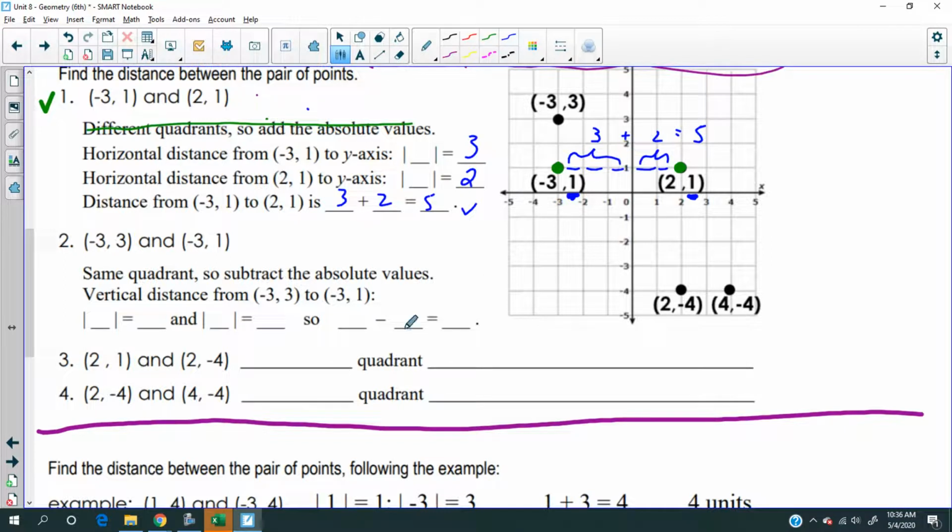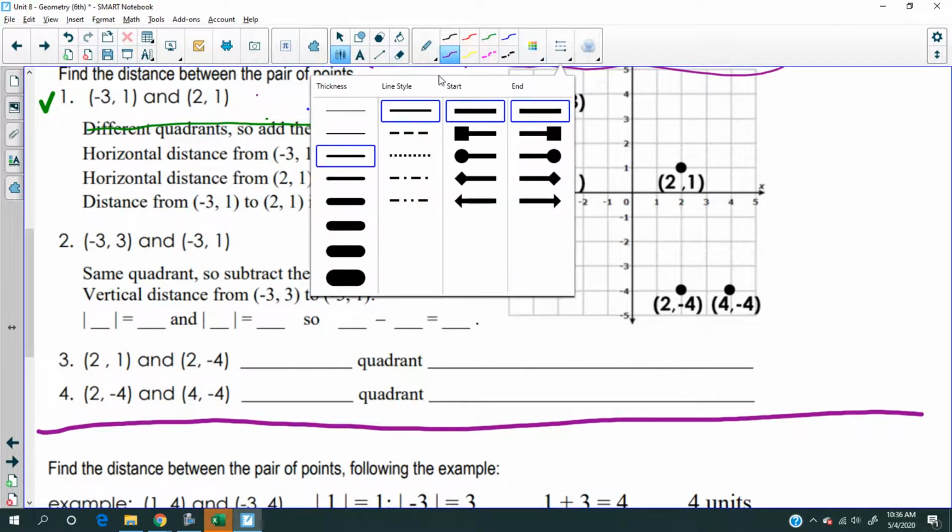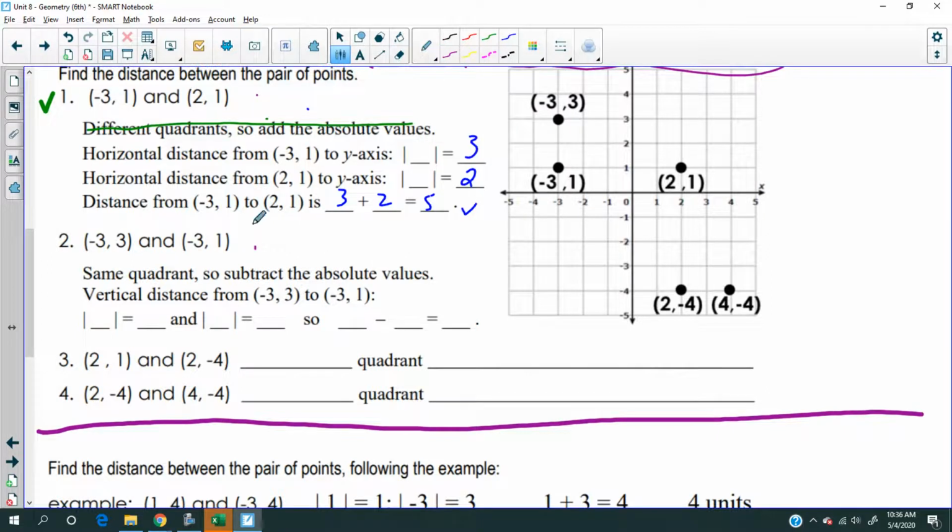So let's do the rest of these together as a class. Now I gotta erase this. If you didn't get it the first time, don't worry, we have 3 more examples. Now, where are we? Let's try this again. Negative 3, 3, which one is that? That's this one.